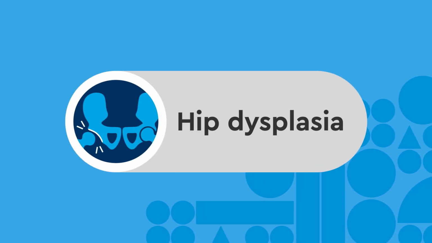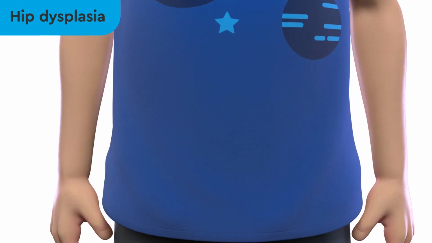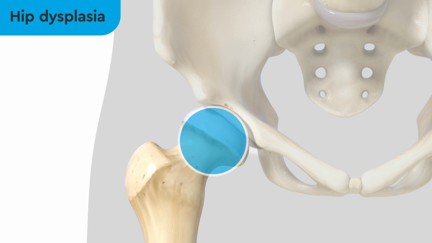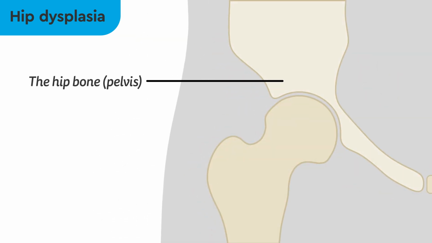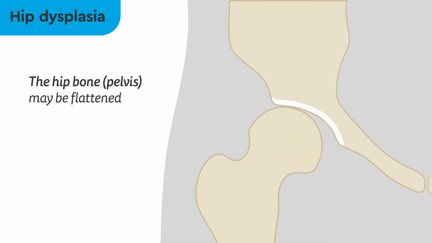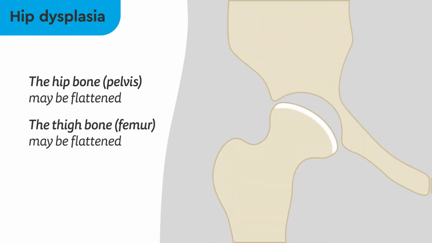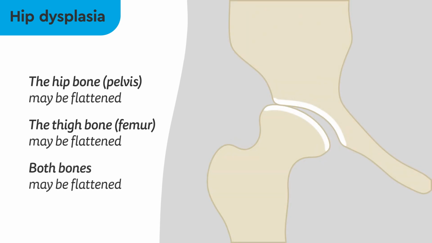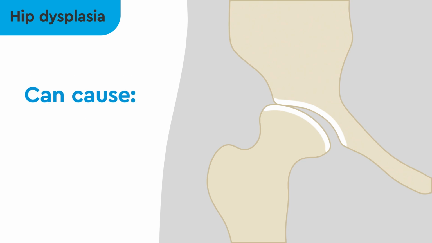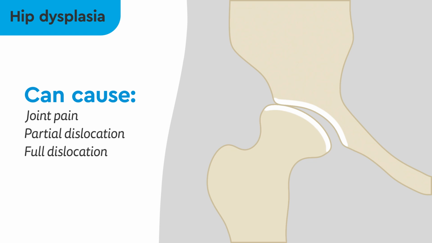Hip dysplasia. Hip dysplasia is when the hip joint, a ball and socket joint, isn't as round as it should be. The hip bone, called the pelvis, may be flattened. The thigh bone, or femur, may be flattened. And sometimes both may be affected. This can cause joint pain and may lead to the hip becoming partially or completely dislocated.